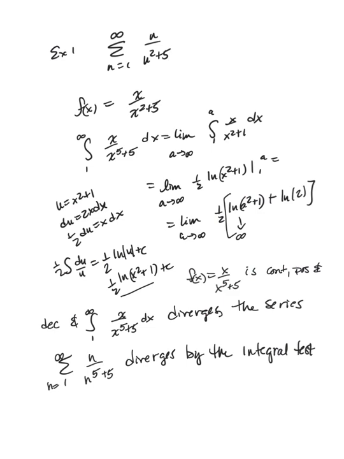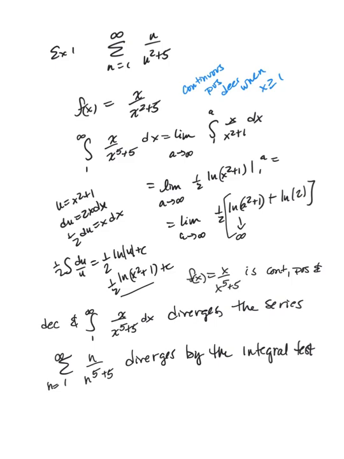All right, let's take a look at an example. We have the series from 1 to infinity of n over n squared plus 5. So f of x is going to be x over x squared plus 5, okay, which is continuous, positive, and decreasing, okay, when x is greater than or equal to 1, right? So we're going to look at the integral from 1 to infinity of x over x squared plus 5 dx.